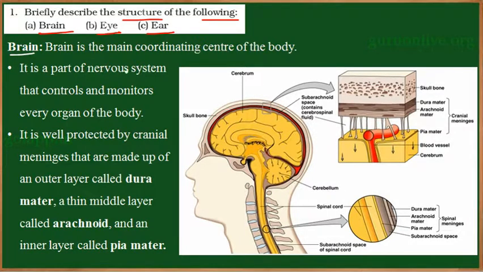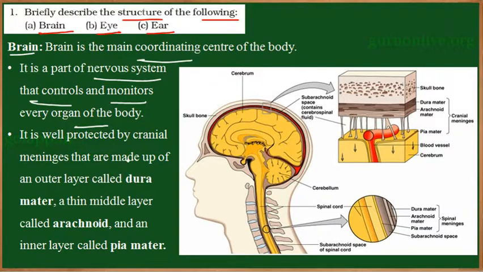So we all know that the brain is the control center of the body. It coordinates all the organs present in the body. It is a part of the nervous system, and its function is to control and monitor the functions of the other organs which are located in the body.